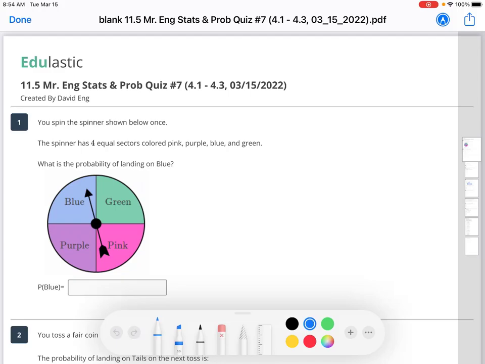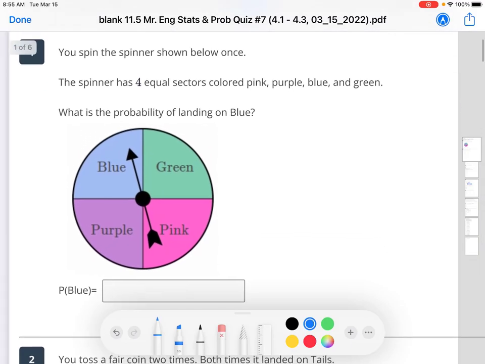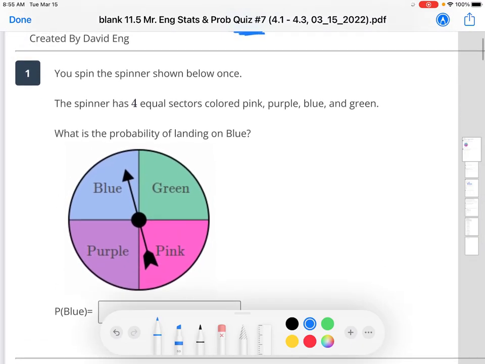Hey math lovers, let's go over quiz number 7, 4-1 to 4-3 on probability, March 15, 2022. Spin the spinner shown below once. The spinner has 4 equal sectors: pink, purple, blue, and green. What is the probability of landing blue?